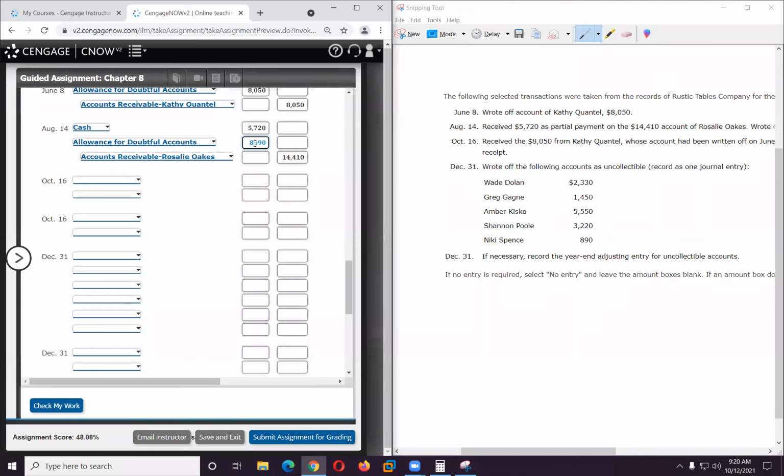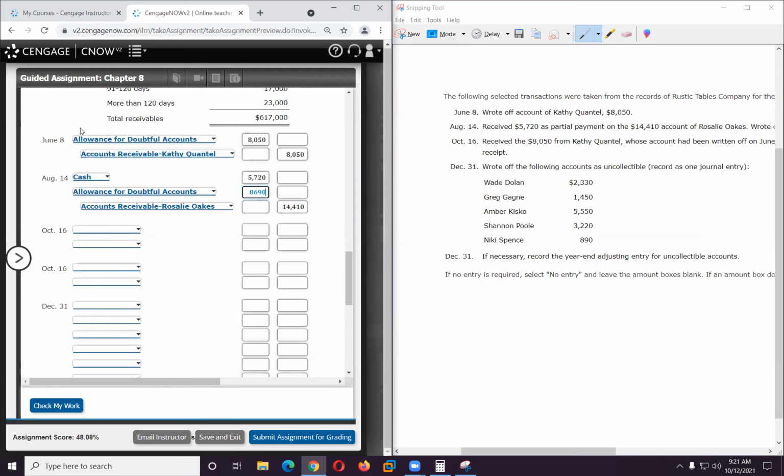On October 16th, we received $8,050 from Kathy again. So again, the first thing we have to do is reinstate the account. So that's going to be the reverse of our June 8th where we wrote it off. So we're going to debit accounts receivable to make that account go back up. And we're going to credit allowance for doubtful accounts. So now we've removed that write-off, right? And now we're going to record the payment of it. So our cash will go up and our accounts receivable will go down.